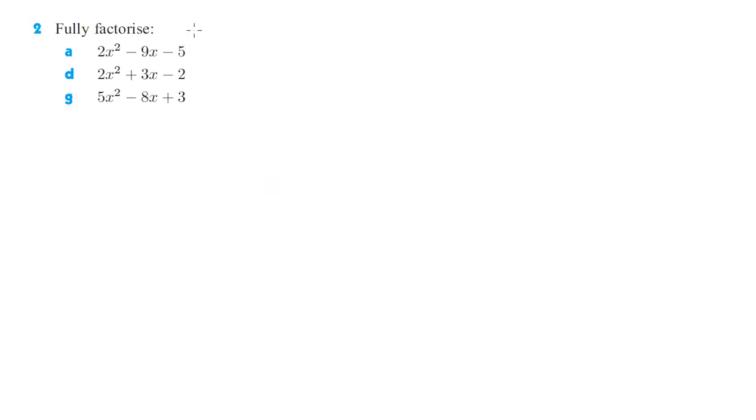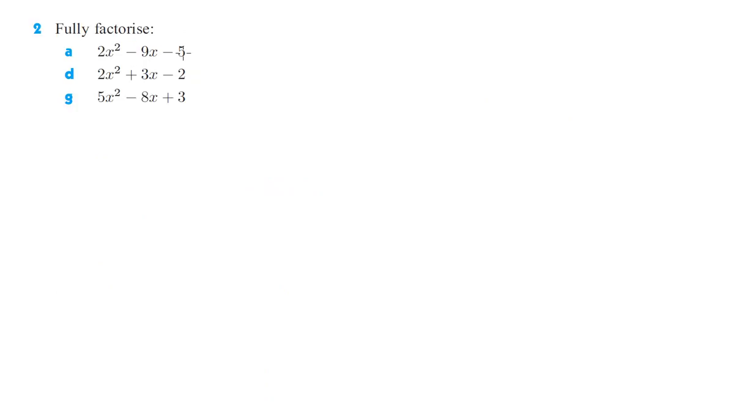Number 2. Similar idea. Only thing different about these, let's see, again, we first want to see if there's anything we can factor out of all of those. 2x squared, 9x, and 5. Nothing we can get out of all of those. And this one doesn't have an x, so we can't get an x out either.